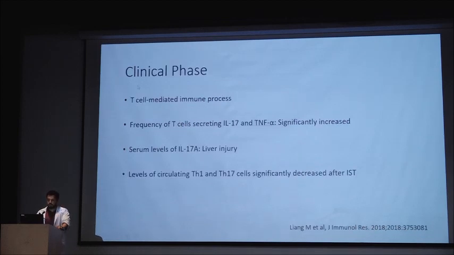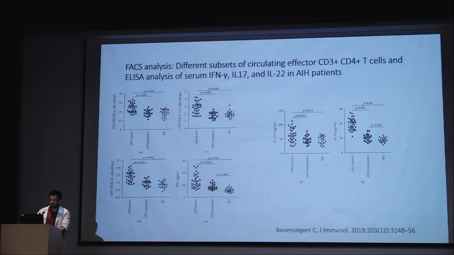So it is coming on to the clinical phase. It is the T cell mediated immune response. The frequency of the T cells secreting IL-17 and TNF alpha is significantly increased, and the serum level of IL-17 correlates with the liver injury, and the level of the circulating Th1 and Th17 cells is significantly decreased after the immunosuppressive therapy.